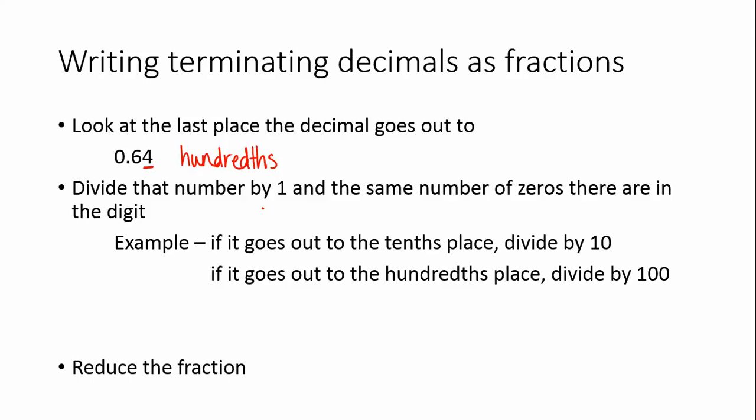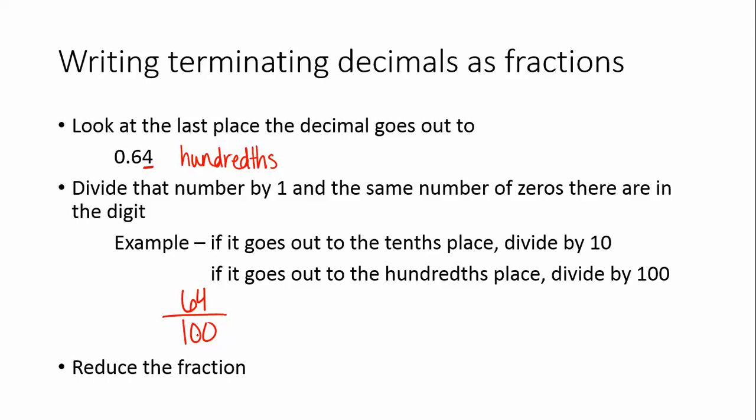Now I know that kind of sounds confusing, but here's what you can remember. It goes out to 2 places. The 6 is in the tenths place and the 4 is in the hundredths place. So we would divide this by 1 and 2 zeros because 64 is 2 digits. So for example, if it goes out to the tenths place, we're going to divide by 10. Notice the tenths place is 1 spot after the decimal. There's 1 zero after the 1. If it goes out to the hundredths place, we divide by 1 and 2 zeros, or 100. So 64 goes out to the hundredth spot. We are going to take 64 and divide it by 100.